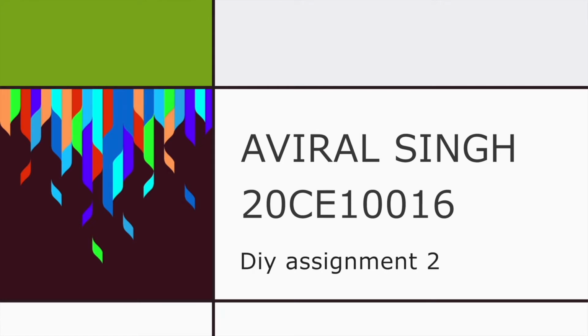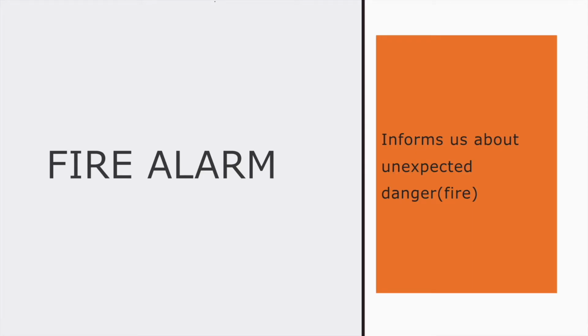20CE10016, and this is my DIY assignment number 2, and I have chosen to make a fire alarm using the Tinkercad online platform. This is a simple device that is used in our houses and offices. This device alerts the user about any unexpected fire or smoke in the office or houses.